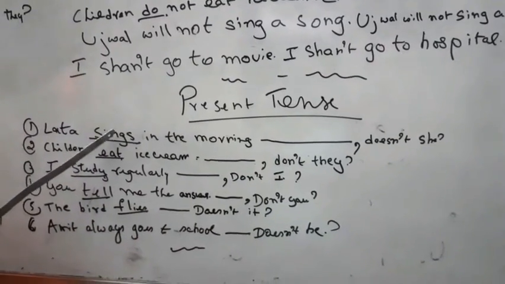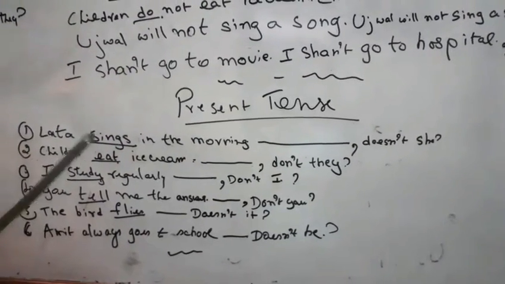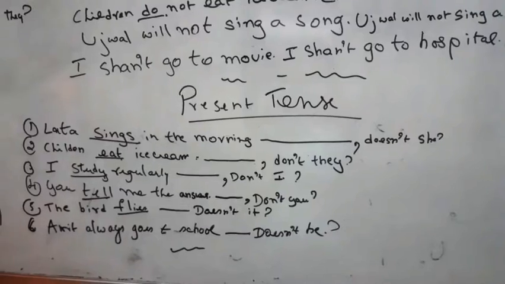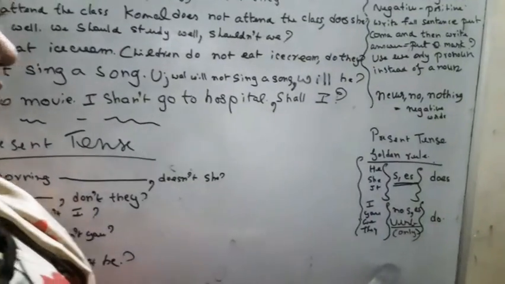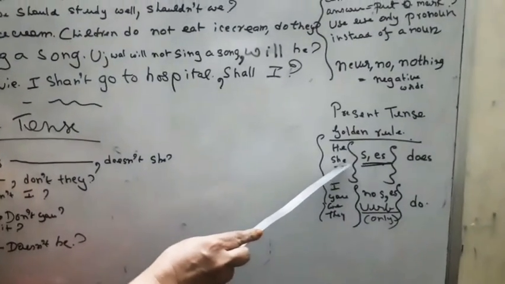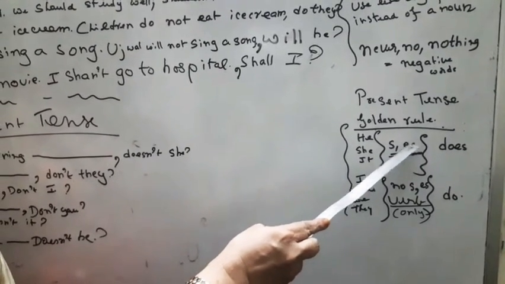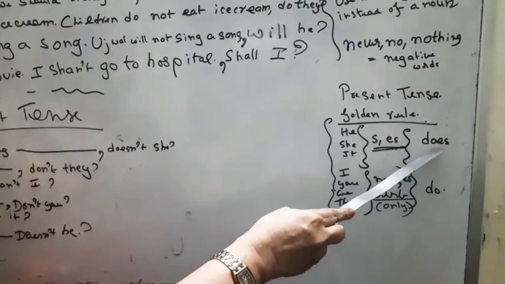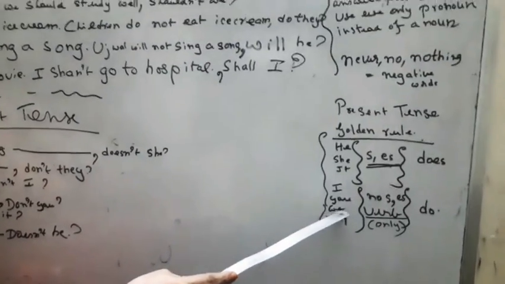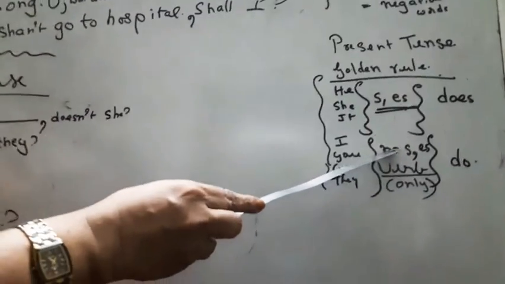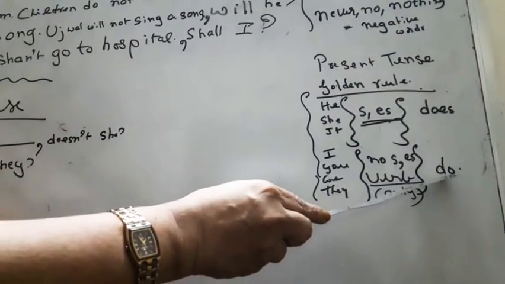When you do not find a verb like this, then you have to see first in which tense the sentence is. Now how to recognize in which tense the sentence is? Now see, I have written the golden rules here. When the pronoun he, she, it comes and the verb ends with s or es, then we have to use the verb does. And when the pronoun is I, you, we, they, then there will be no s or es, only the verb will be there. Then we should use do.